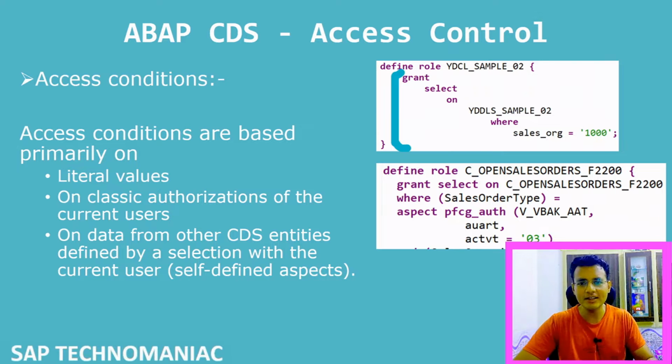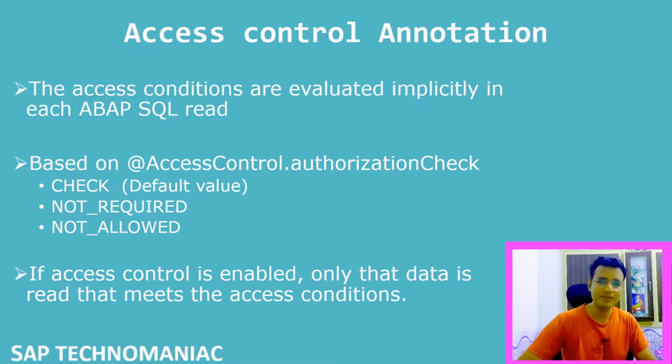Before going further, let's revise our older concept. Whenever we access the CDS view through ABAP SQL, or through any Fiori application, or through OData, this access condition, whatever we define using the defined role, will be evaluated. But when it will be evaluated is decided by one of the important annotations which we already discussed in my previous videos when we discussed CDS views and DDIC based CDS views. Let's revise that annotation: access control authorization check.